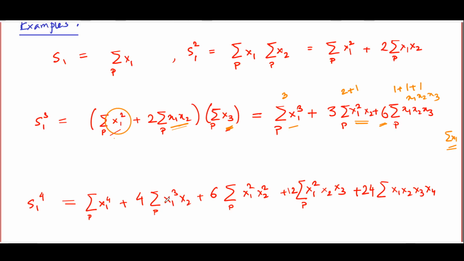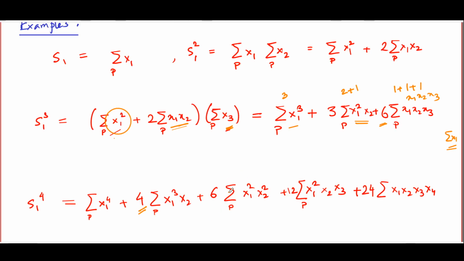Next term, the next partition of 4 is 3, 1. x1 cube x2 is a typical term in that. And how can I get specifically x1 cube x2? I can get it by multiplying x1 cube from here and x2 from here. That will give you a coefficient of 1. But you can also get it by multiplying x1 square x2 from here and x1 from here. That will give you an overall coefficient of 3. So taking both possibilities together, you get a coefficient of 4.